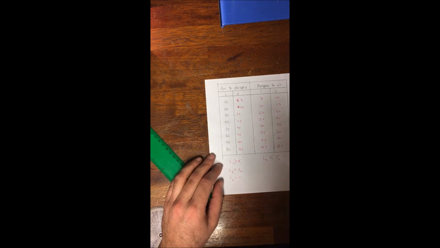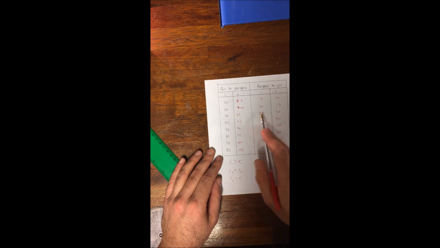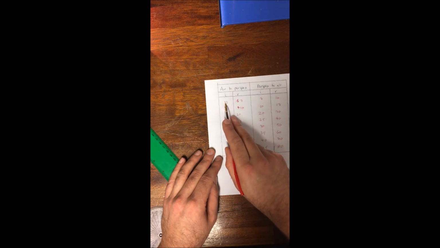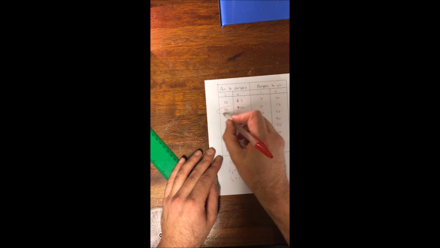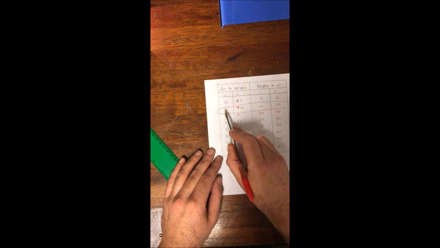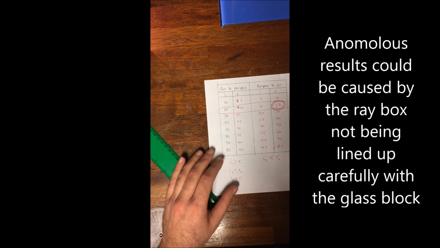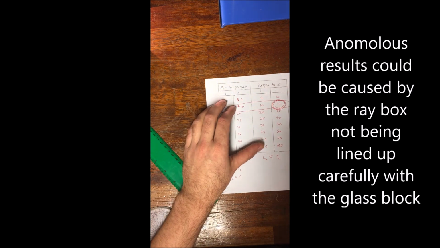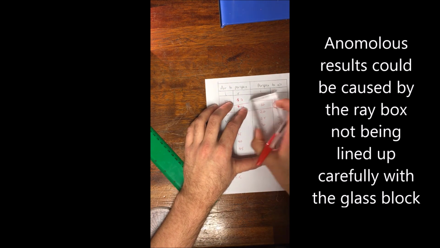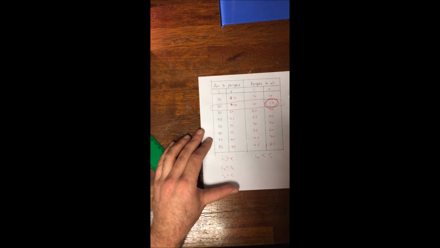In terms of evaluating the experiment, what I'm looking for now is any anomalies. And I can see here that my incidence 1 and refracted 2, well, they're equal. But on this one here, I can see I have an anomaly. This one does not fit the pattern. So this could be down to me not positioning the ray box quite correctly with my perspex block. That's probably the most likely cause of any error in this sort of experiment. It's down to human error in this case.